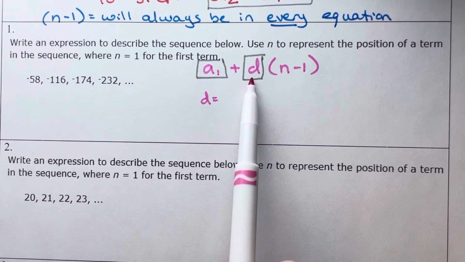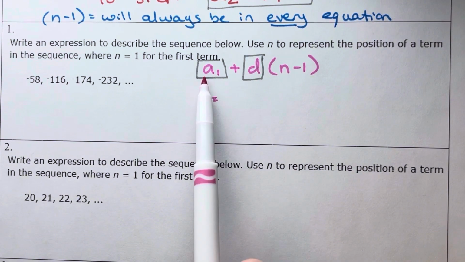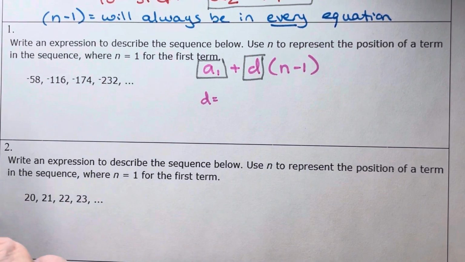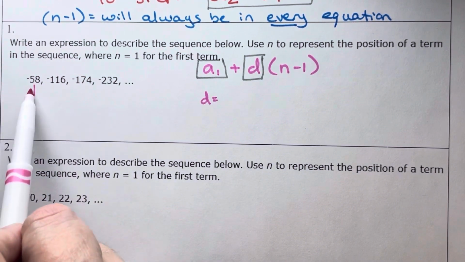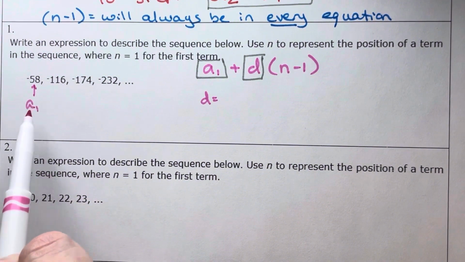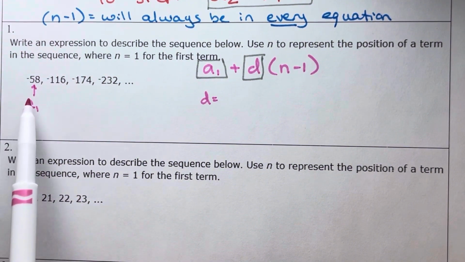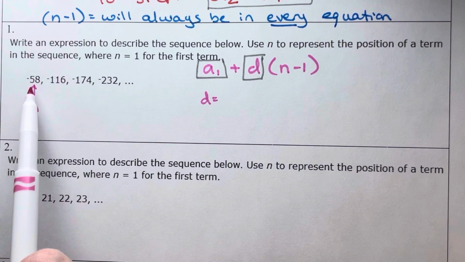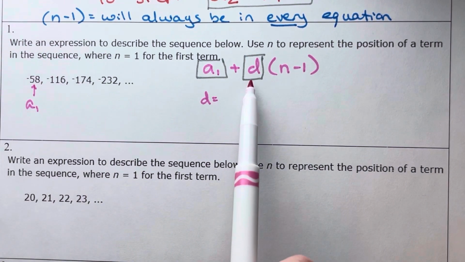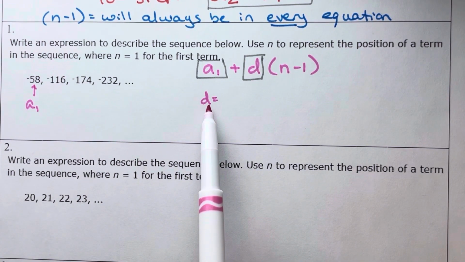And we saw in the introduction that a sub 1 is the very first term. So it is right here. This is our a sub 1. I don't have to do any work to go find it. There it is. But I do have to determine what d is.